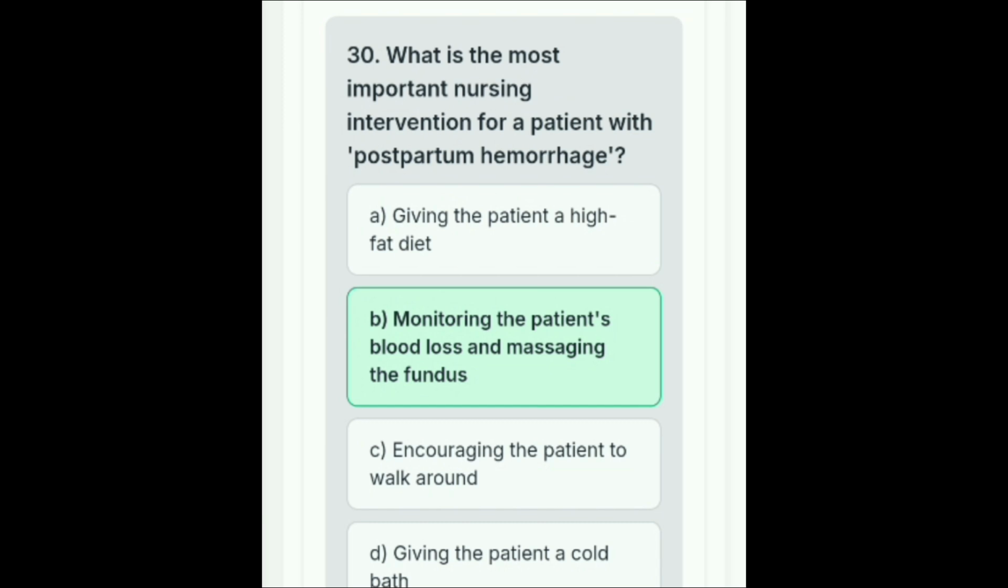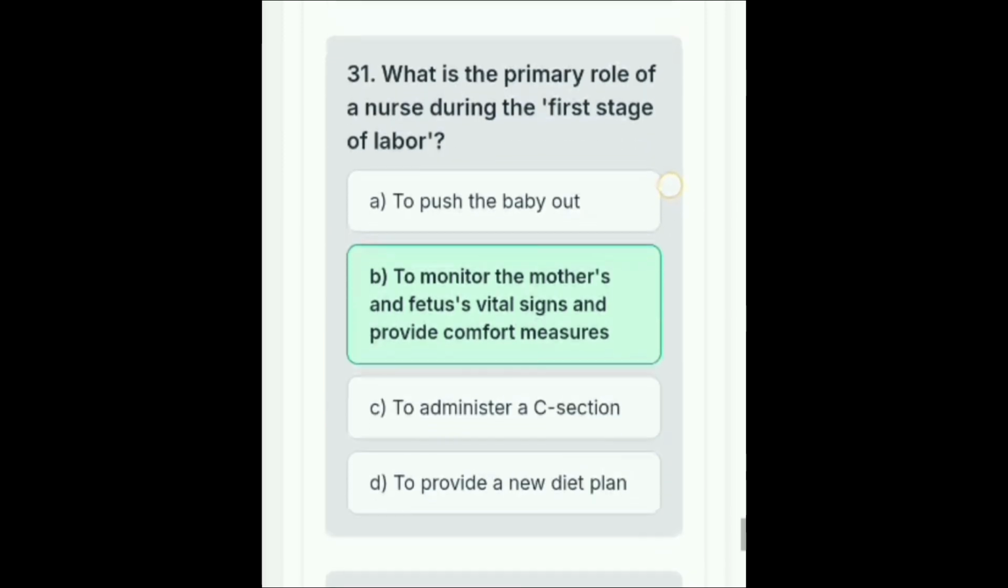What is the most important nursing intervention for a patient with postpartum hemorrhage? Option A, giving the patient a high fat diet. Option B, monitoring the patient's blood loss and massaging the fundus. Option C, encouraging the patient to walk around. Option D, giving the patient a cold bath. So the B is correct.